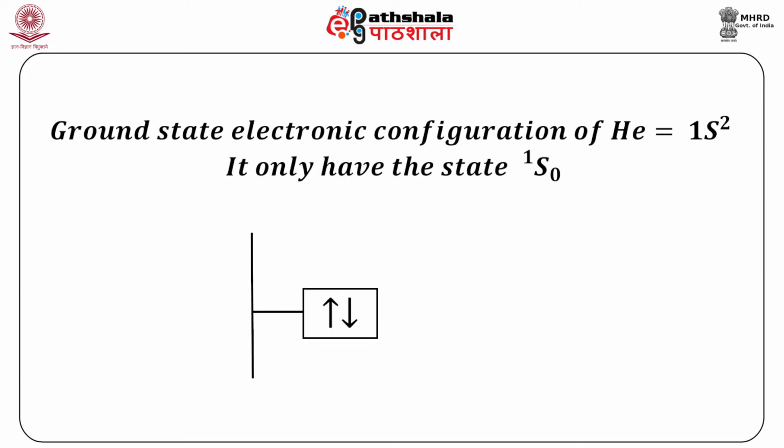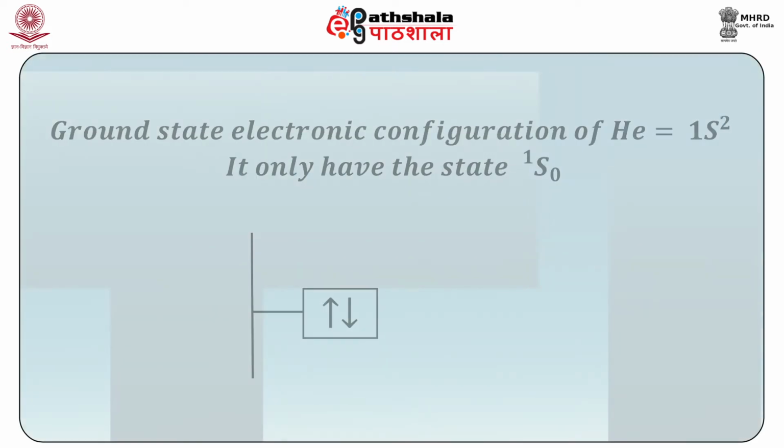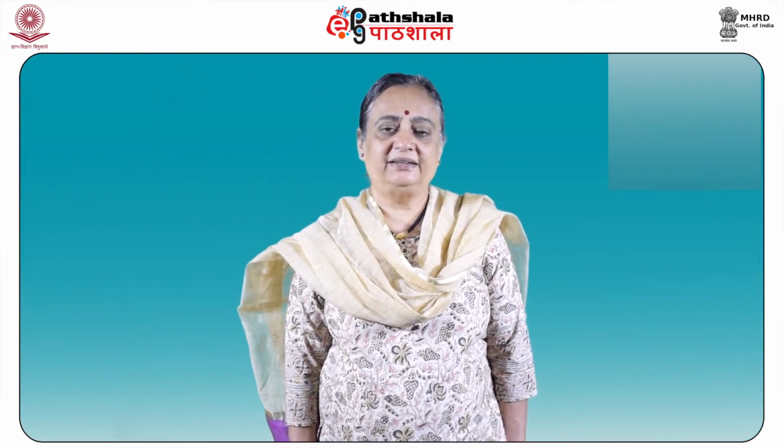The ground state has the electron configuration 1s2, so it can only have state 1S0, since both the electrons are paired and they occupy the same orbital, and according to the Pauli exclusion principle they must have opposite spins, that is S is equal to 0. Because it is in the s orbital, it is a singlet state.